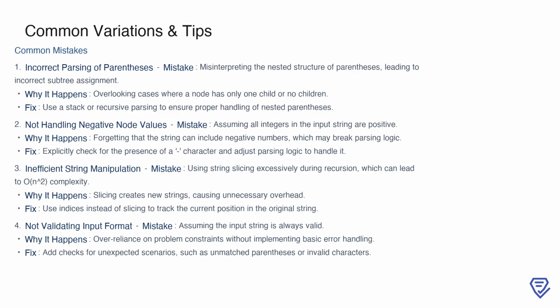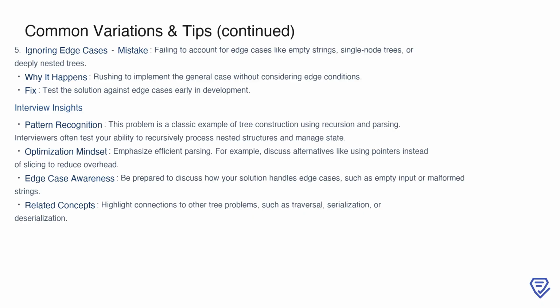Another pitfall is inefficient string manipulation. Using string slicing excessively during recursion can lead to O(n squared) complexity since slicing creates new substrings. Instead, tracking the current position with indices is much more efficient. Finally, don't assume the input is always valid. Unmatched parentheses or invalid characters can cause unexpected errors, so it's important to add checks for these scenarios to ensure robustness. Additionally, overlooking edge cases is a common source of bugs in this problem.